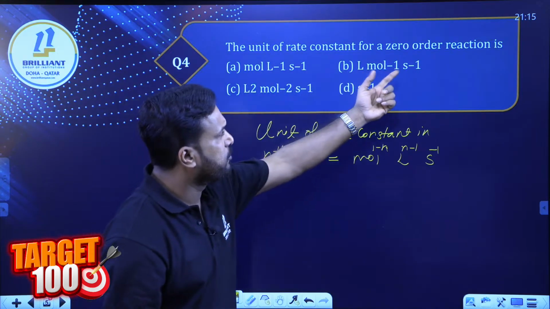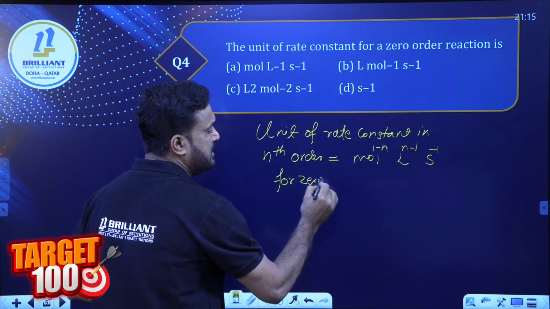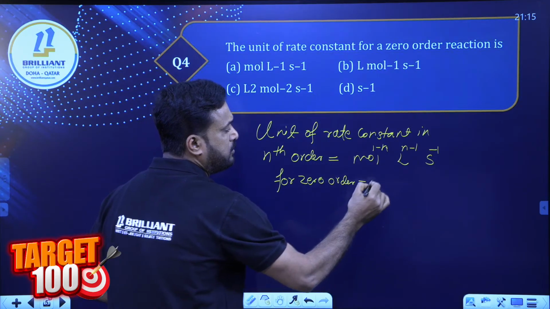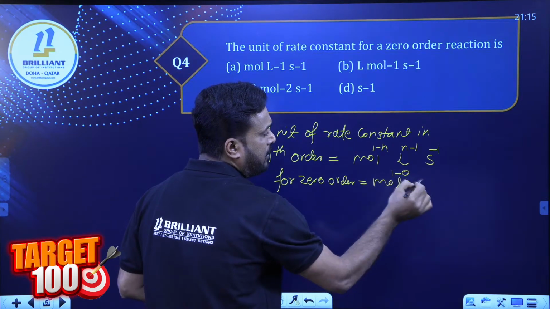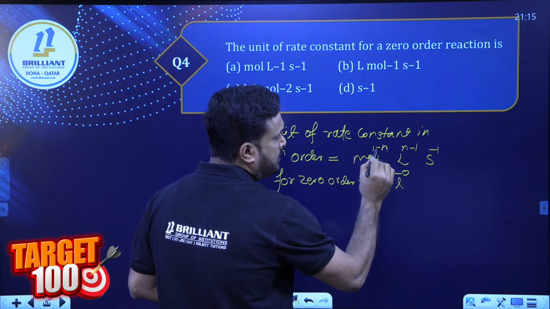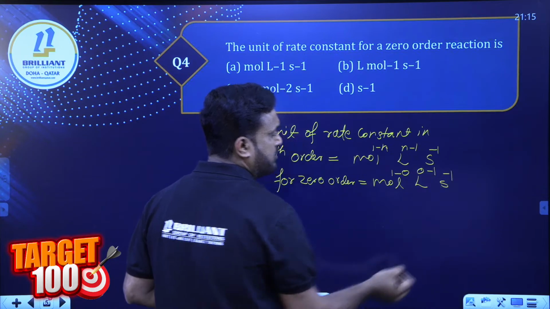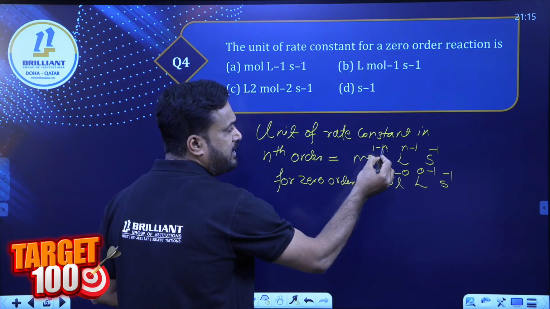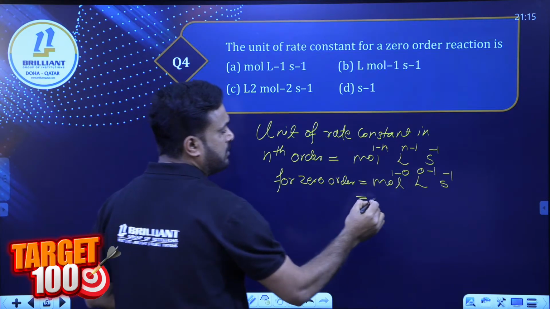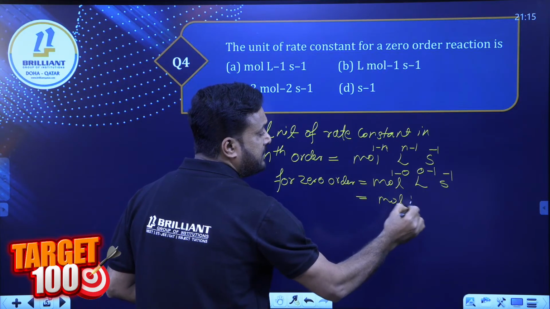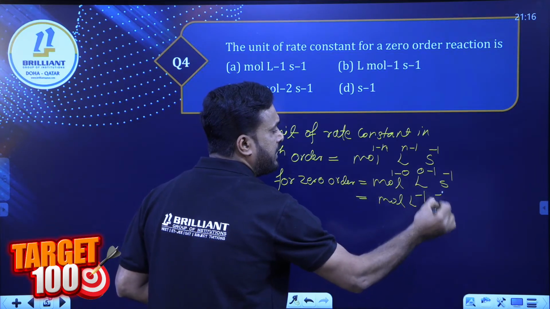So here they are asking for a zero order reaction. For zero order, we can write mole raised to 1 minus 0, liter raised to 0 minus 1, then s raised to minus 1. So now we got the answer. n is 0, that's why we substituted the value of n as 0. Now we get mole liter raised to minus 1. Mole raised to 1 means mole only. Liter raised to minus 1, 0 minus 1 minus 1, s raised to minus 1.